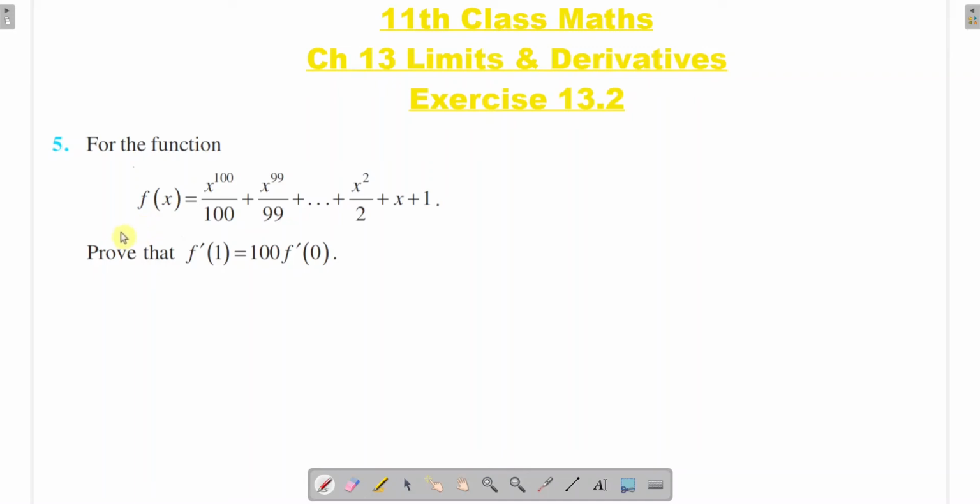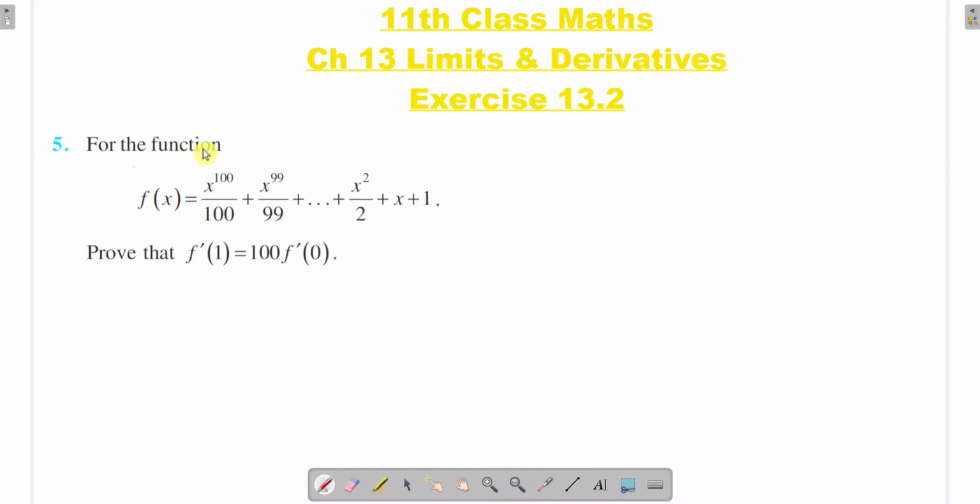In this video we will solve 4 problems of exercise 13.2: problem number 5, problem number 6, problem number 7 and problem number 8. So this exercise 13.2 is of chapter 13, limits and derivatives of 11th class maths. Let us start with the 5th problem.